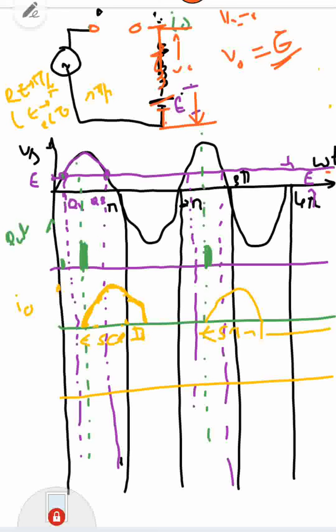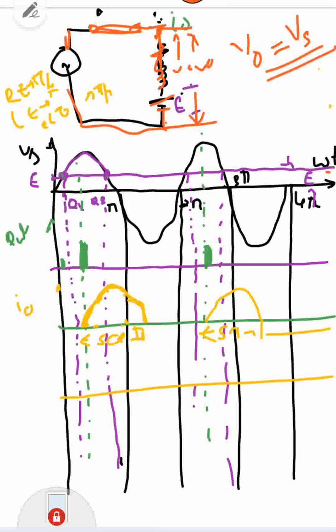Okay. Now when SCR is conducting, what is output voltage? The entire thing is output voltage. This load is permanently connected to this source voltage when SCR is conducting. So when SCR is conducting, output voltage is equal to supply voltage. That condition is not violated, it is applicable here also. So at this instant SCR was not conducting. What is output voltage? Output voltage was E.